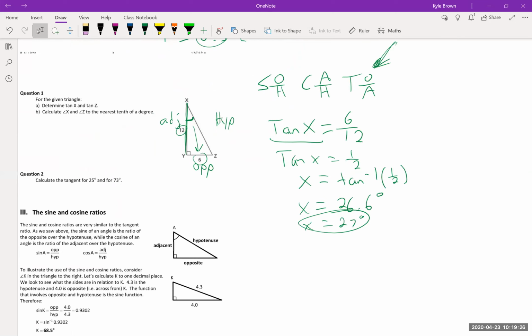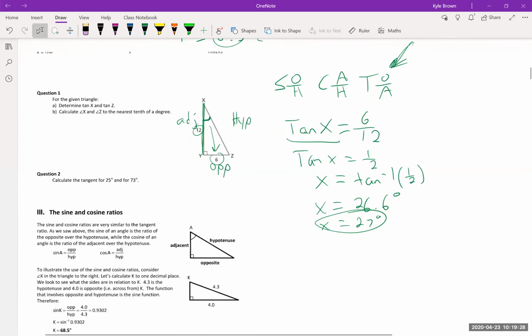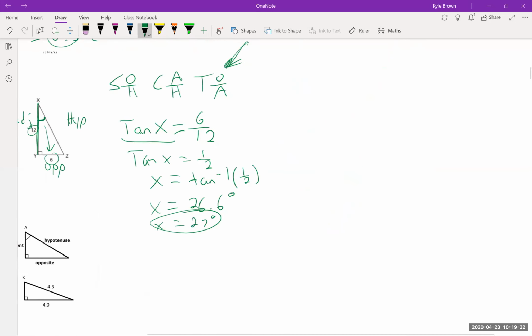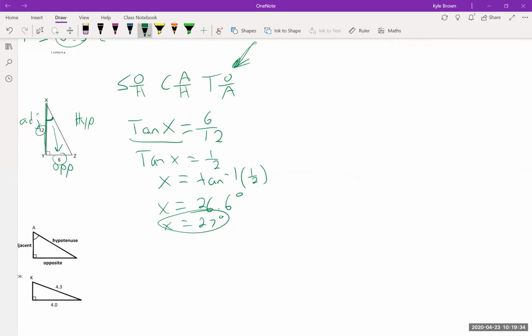Oh, sorry, I did 2 parts here. Part A said just determine tan of x. Well, tan of x was a half. And then the angle was 27 degrees. So that was part A, and that was part B.